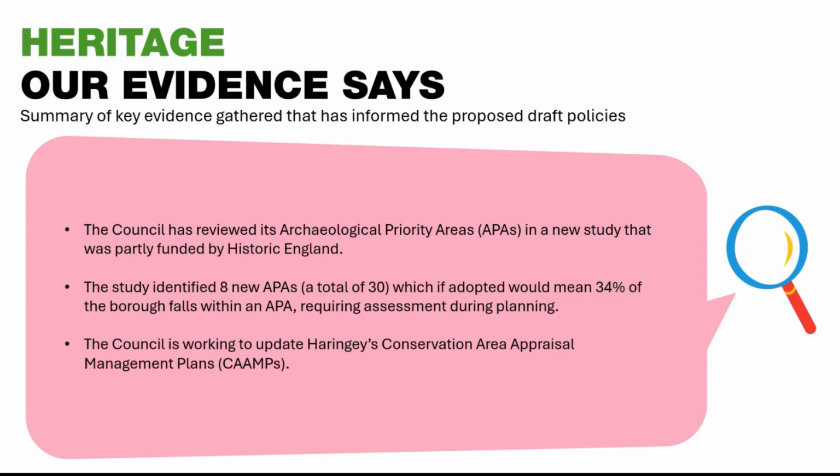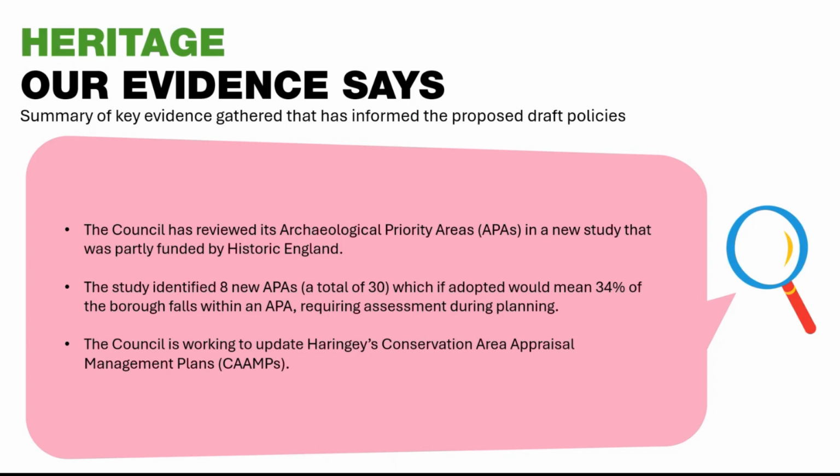So this evidence, once it gets adopted, would mean that 34% of the borough falls within an APA. That means 34% of the borough requires an archaeological assessment during planning. You may have noticed, if you've been looking at the neighbourhood policies in our draft plan, that individual site allocations also flag up and refer to the archaeological priority sites where they fall on a site allocation. This makes sure that developers and applicants are aware that they would need to submit an assessment where archaeology exists on their site.